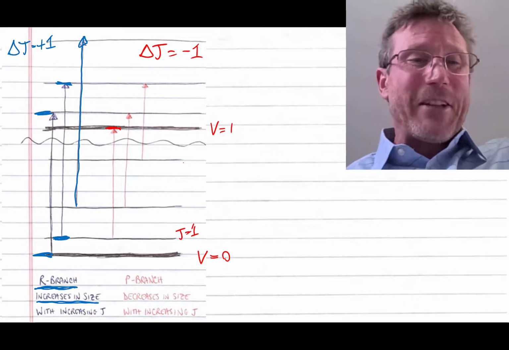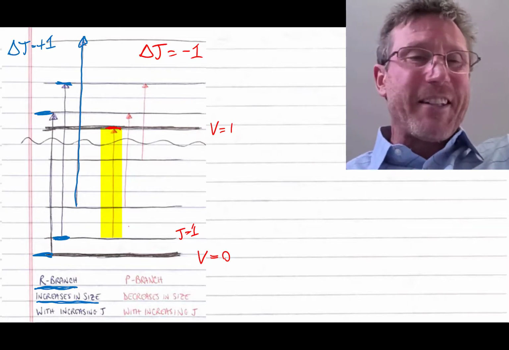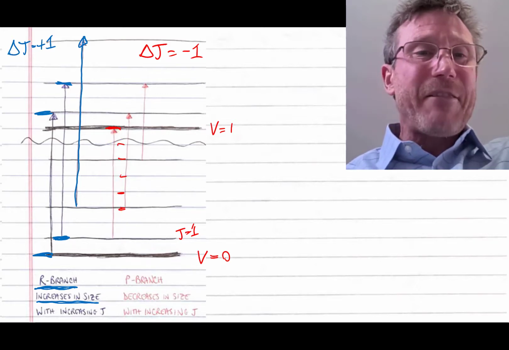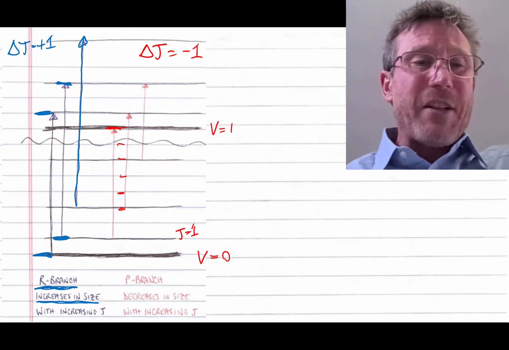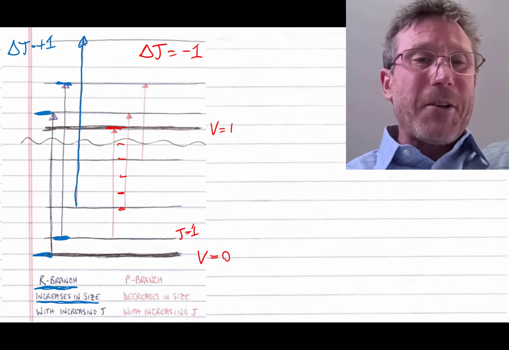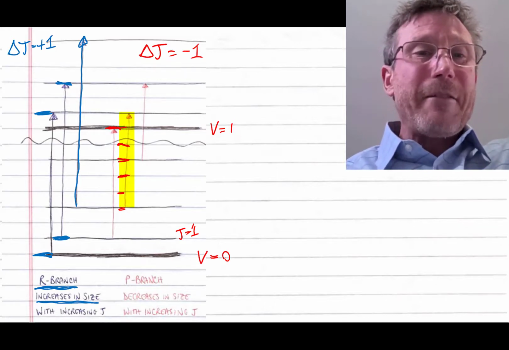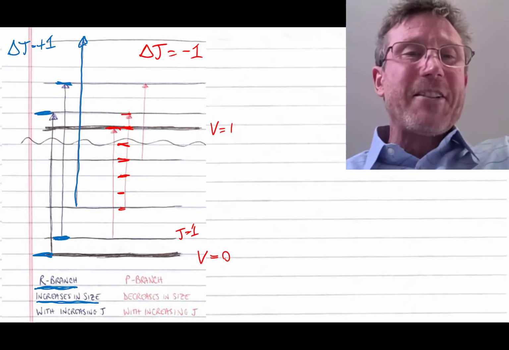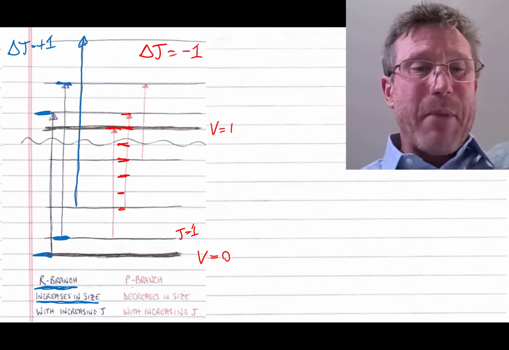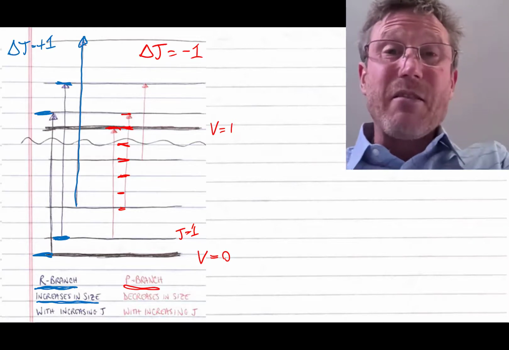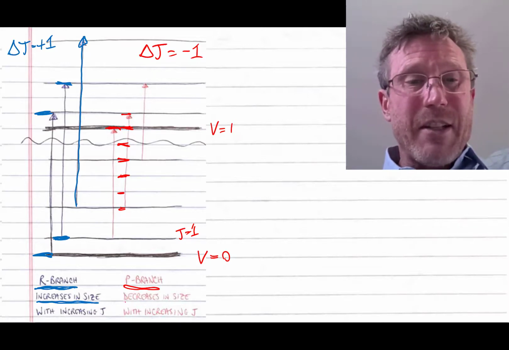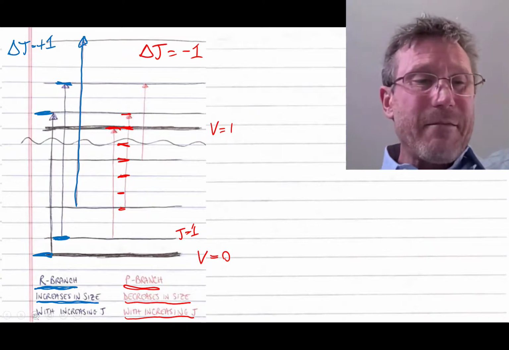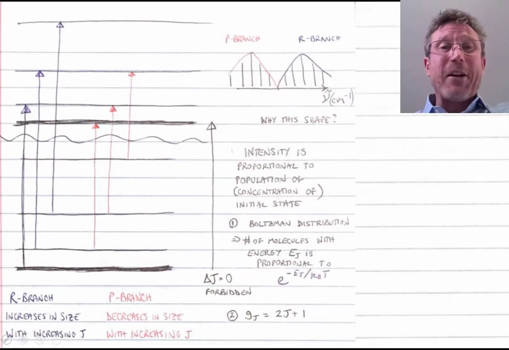If you count the lines again, it's not really to scale, but we've got 1, 2, 3, 4, 5, 6, 7 lines for that first transition. And for the second transition, we've got 1, 2, 3, 4, 5, 6 lines. So what basically happens in this P branch is that the energy of the transition decreases in size with increasing J. So let's take a look at this with all my annotations taken away.